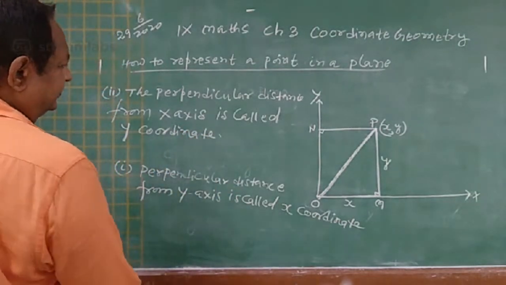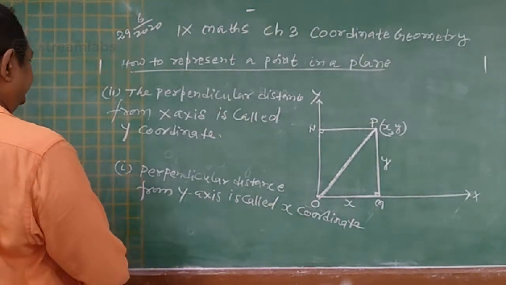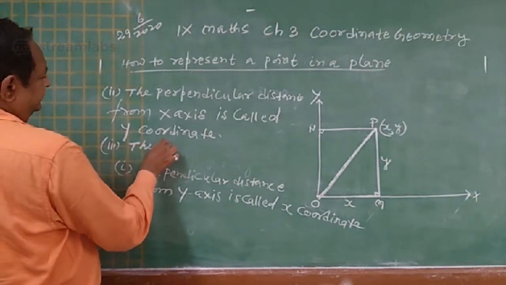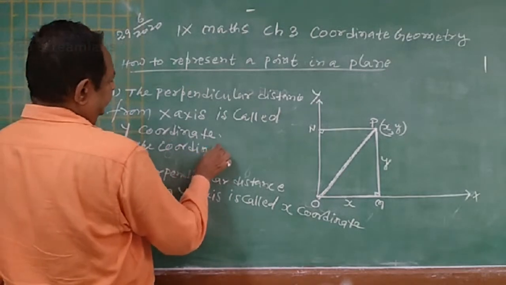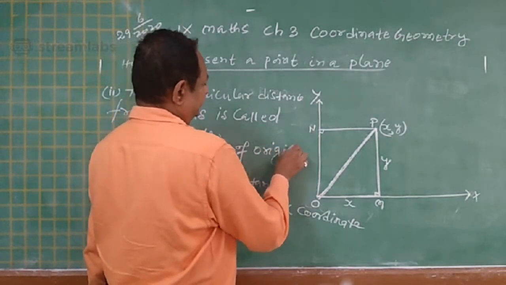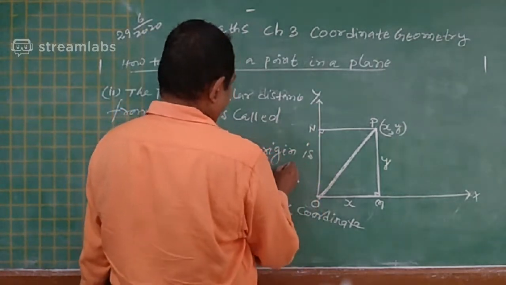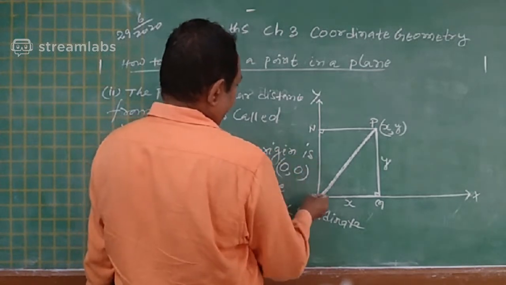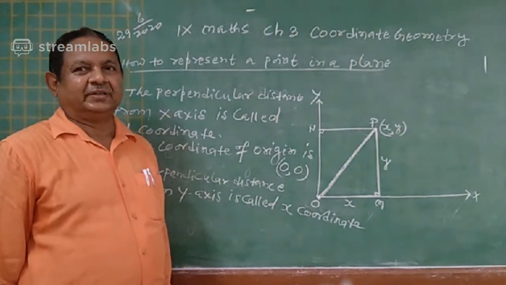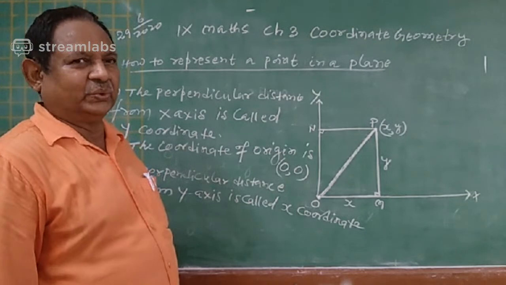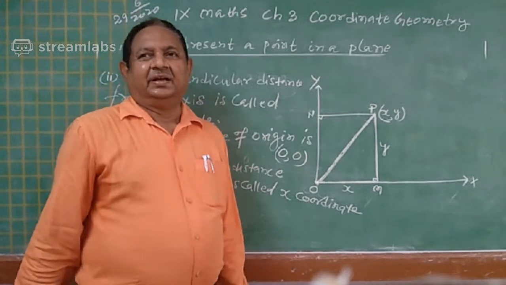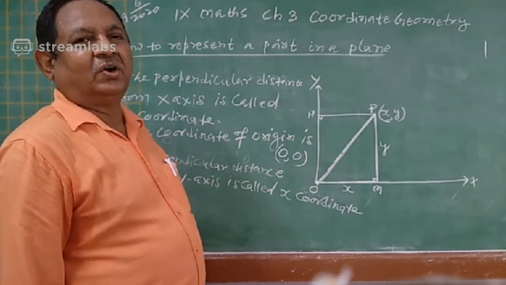And the coordinate of the origin is (0, 0). This is the origin: the x coordinate is 0 and the y coordinate is also equal to 0. Abscissa and ordinate.